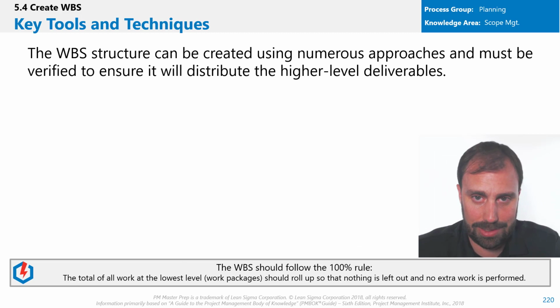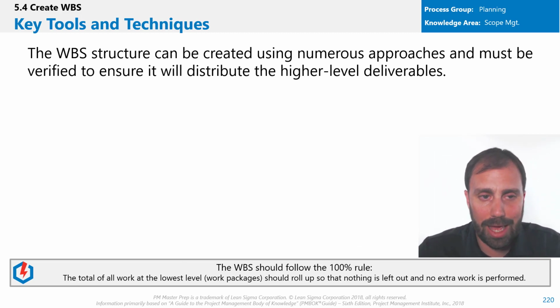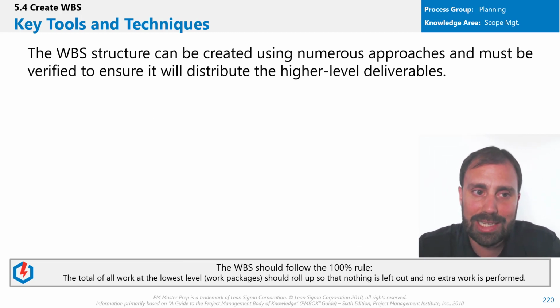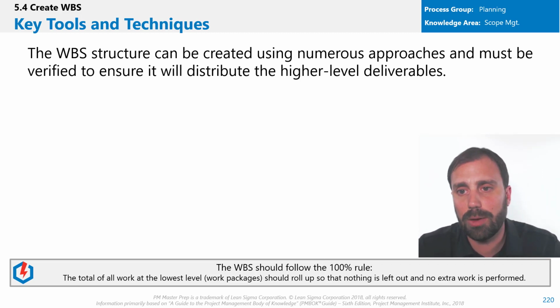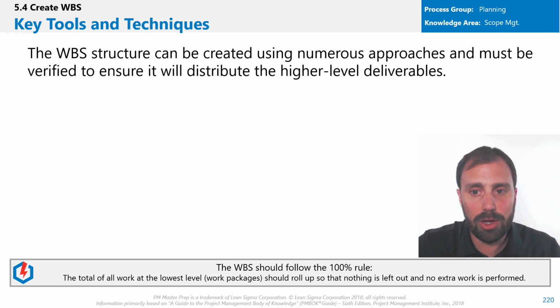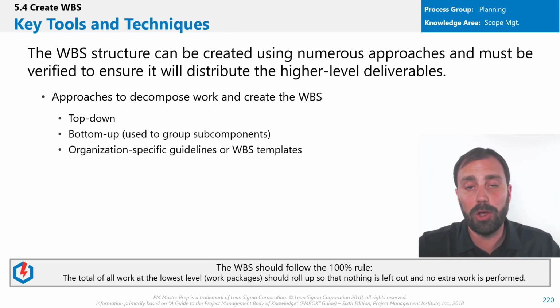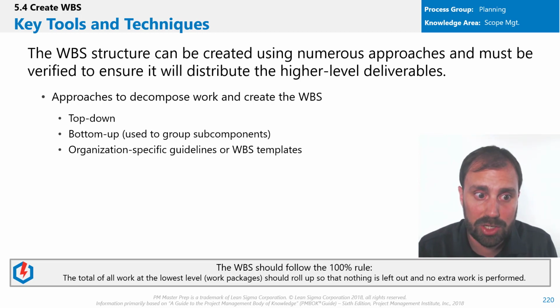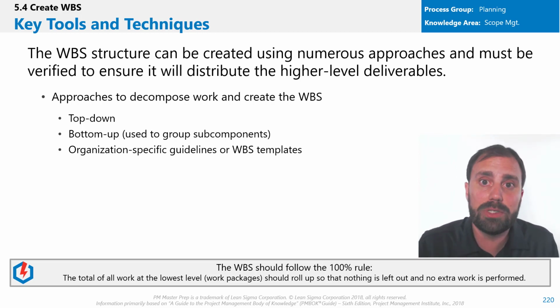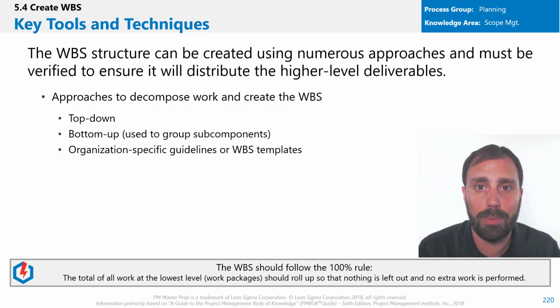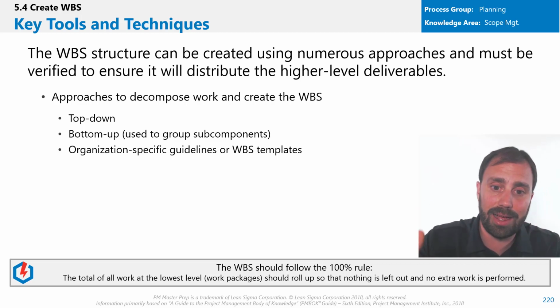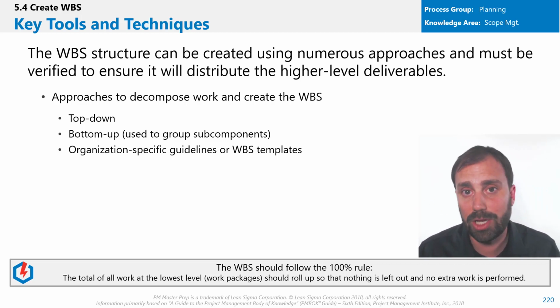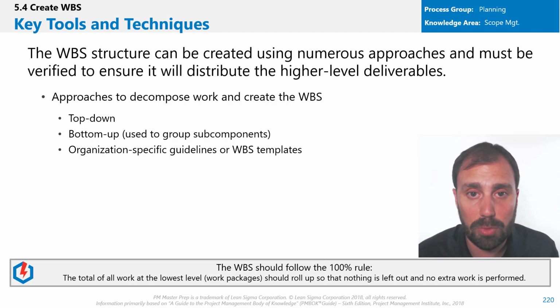So how do you create it? We talked about what we're going to do and the output, what we need on the input. How do we actually get there? It could be created using a bunch of different methods and approaches. And so you could do top down. You could start from the high level requirements and just iterate down and split and split and split till you get there. You could start at the bottom, grouping subgroups all the way up and getting to the high level requirements and working that way. Or you could have organization specific guidelines in a WBS, or you could have some kind of template that breaks it out. So there's a lot of different ways to get to the WBS structure.